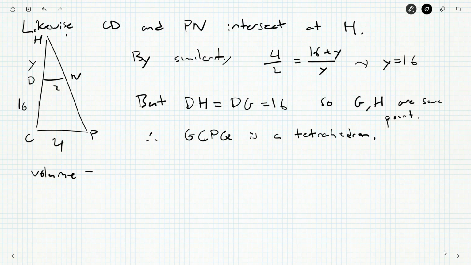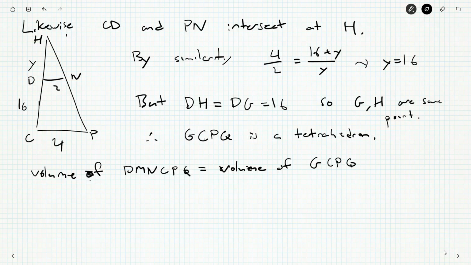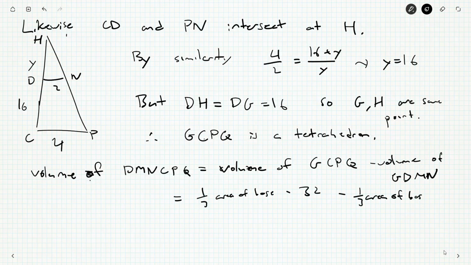Now, let's get into the volume calculation, which is what we're here to do. So the volume of DMNCPQ, I don't really care about the order here, is the volume of GCPQ minus the volume of GDMN. That I think is clear. So these are 1/3 area of base times the height of 32, minus 1/3 area of the base, which is DMN, and this one was CPQ, times, and now the height is just the 16 up here. Okay, I'm going to have to finish this on the other side, I think.